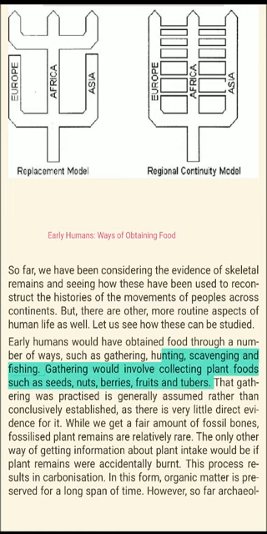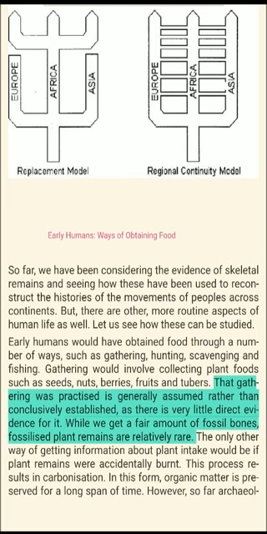Early humans would have obtained food through a number of ways, such as gathering, hunting, scavenging and fishing. Gathering would involve collecting plant foods such as seeds, nuts, berries, fruits and tubers. That gathering was practiced is generally assumed rather than conclusively established, as there is very little direct evidence for it.